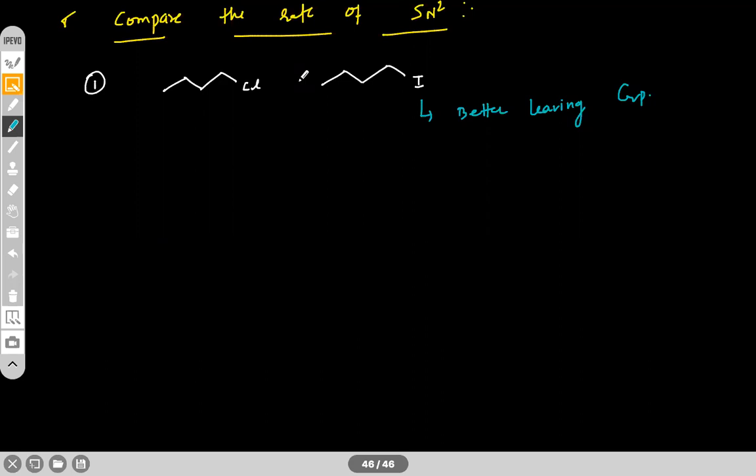Okay, this happens like this. This is a better leaving group. This is a poor leaving group. These things you can understand this way. At least twice or thrice you need to do this, then only you will be able to get it. In the first attempt, you will get only 40%, 50% of the things, not more than that. So twice, thrice before the exam you have to do.